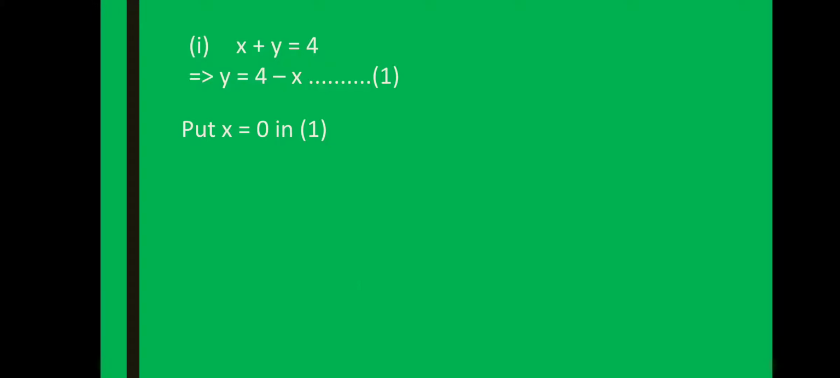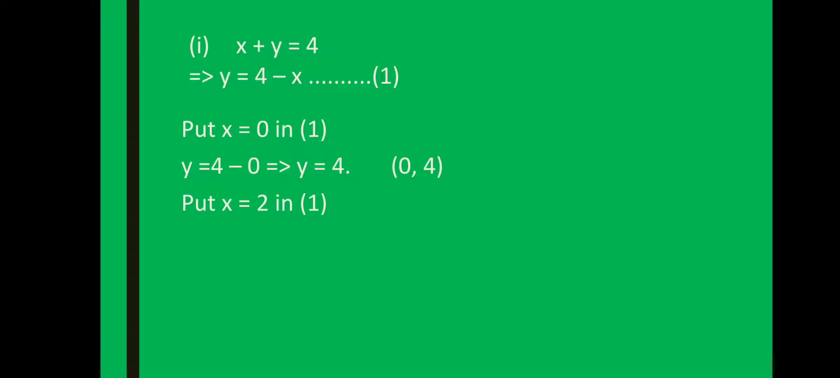Now we will put values of x in the right side of this equation, and then we will get the corresponding value of y. So when we put x is equal to 0 in the first equation, then y is equal to 4 minus x, putting 0 in place of x, that is 4 minus 0. This implies y is equal to 4. That means 0 comma 4 is the first solution.